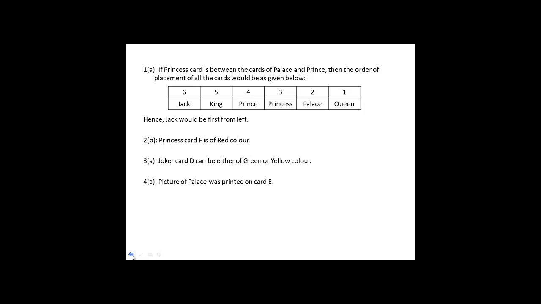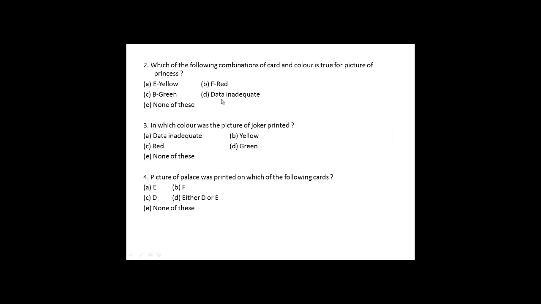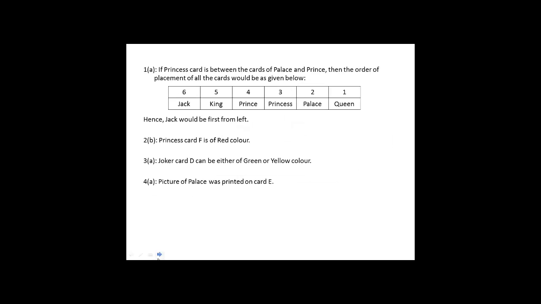Now let's come to the second question. Which of the following combinations of card and color is true for the picture of princess? Now from the table we know that princess card F is of red color, so our answer is B.